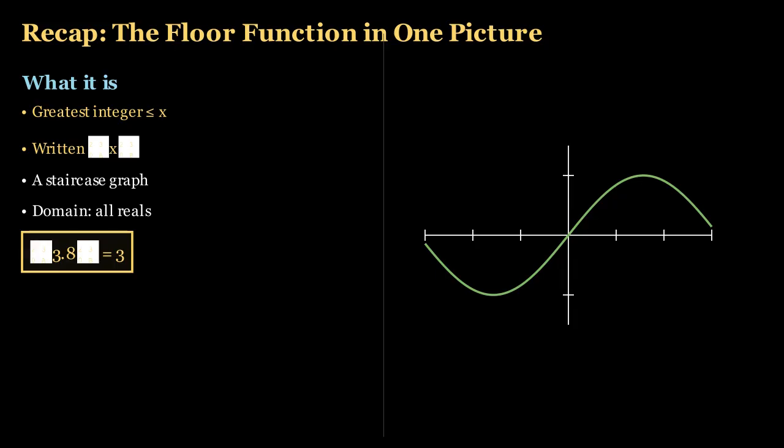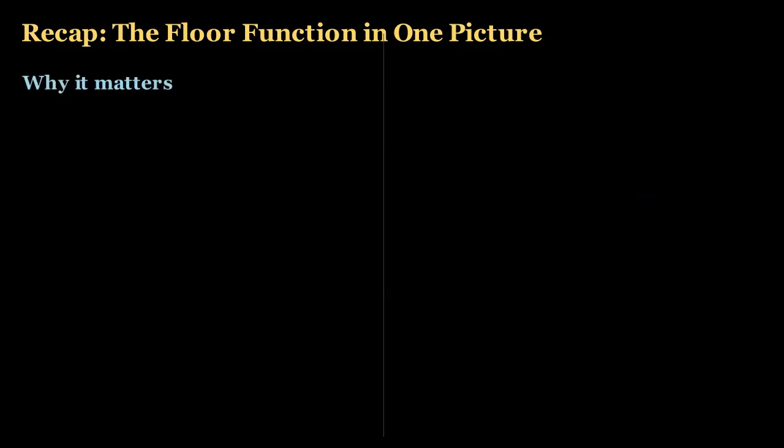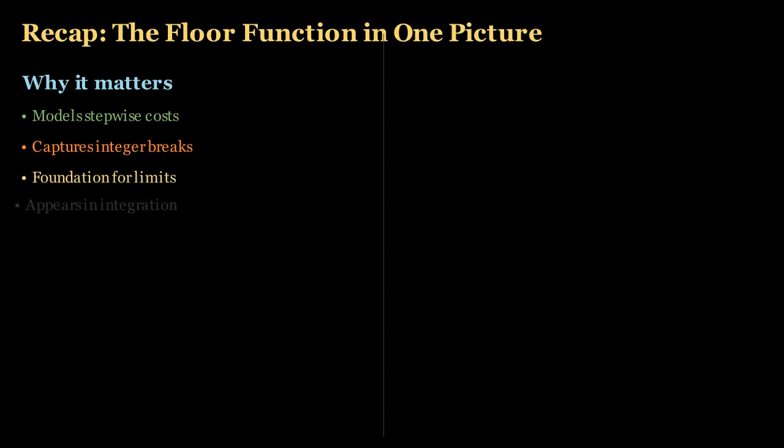Its graph looks like a never-ending staircase, with flat steps that jump up at every integer. You can put any real number into it, so its domain is all real numbers. Why do we care about a staircase? Because the real world is full of stepwise rules. Think of shipping costs where the price jumps at each full kilogram, or tax brackets that change at whole dollar amounts. The floor function is the simplest mathematical model for any situation that changes in sudden jumps at integer boundaries.